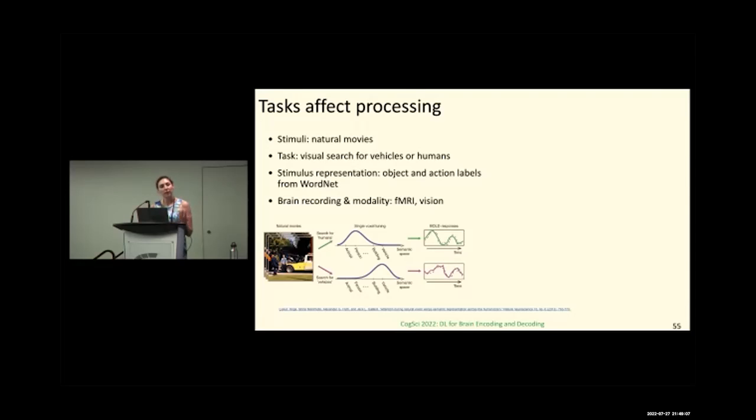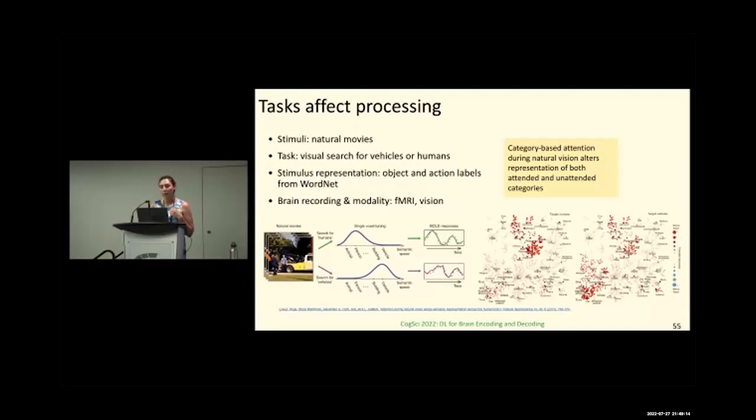So not just the attended categories, which are humans versus vehicles, but also the unattended categories. And so this category-based attention during natural vision alters the representation of both the attended and unattended categories. So here we see the task really does affect the processing of semantics.